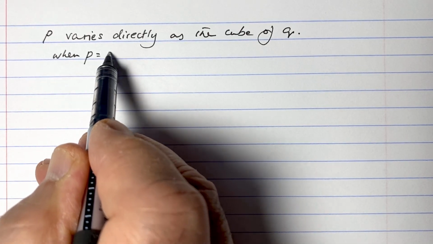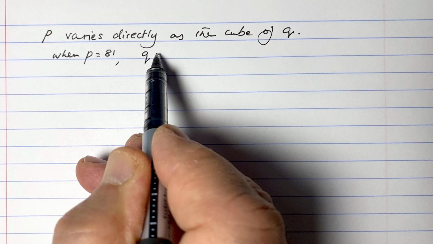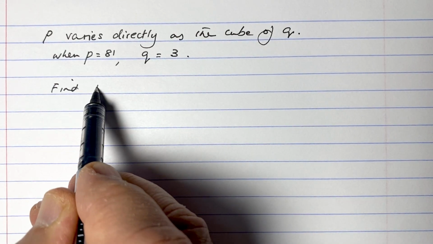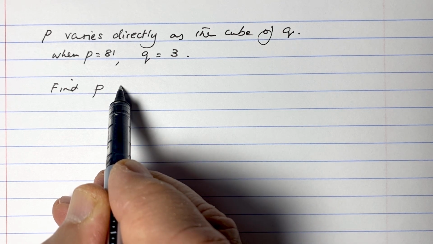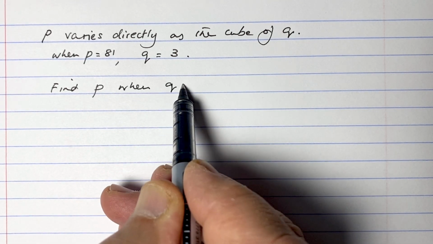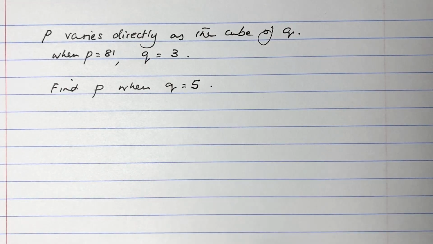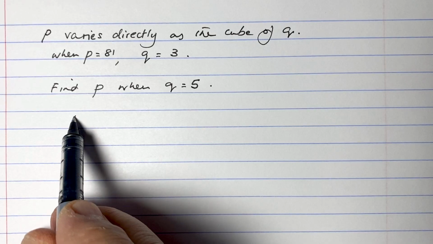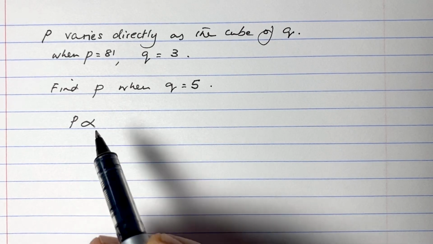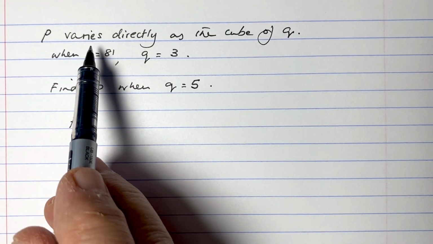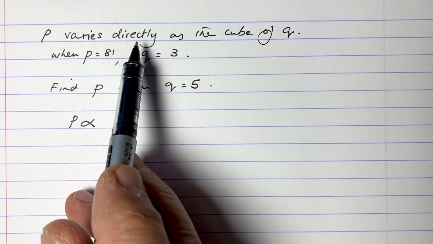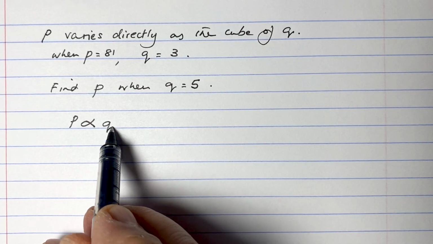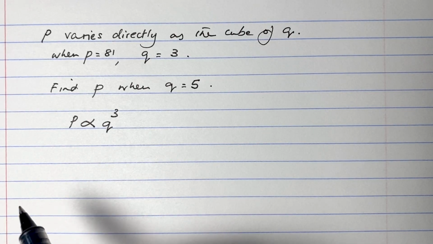When P equals 81, Q equals 3. Find P when Q equals 5. Okay. Same procedure. P varies or is proportional. They may use the word varies instead of proportional. Varies directly or proportional directly as the cube of Q, means Q to the power of 3, cubed.